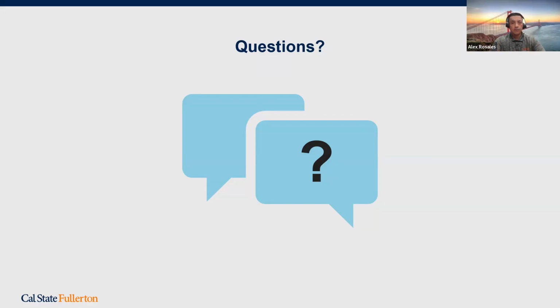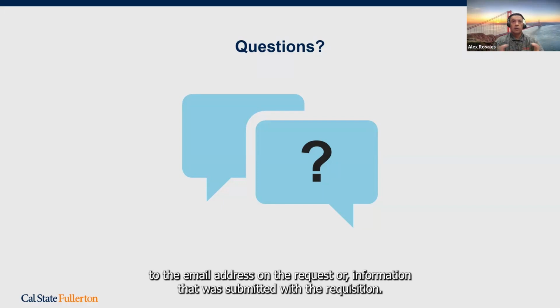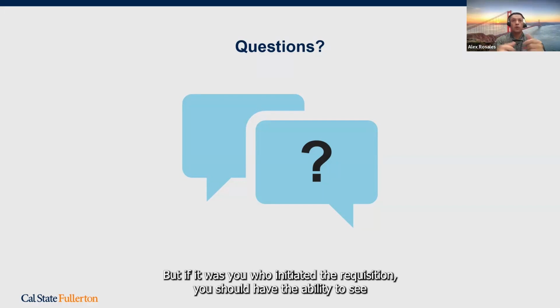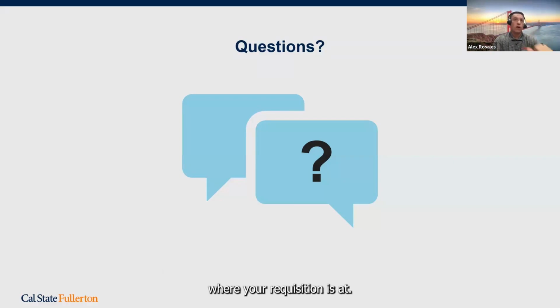The only caveat I have for that is that it is tied to the email address on the requester's information that was submitted with the requisition. So in other words, I couldn't go in there and just spot check another department or another requester's requisition status. But if it was you who initiated the requisition, you should have the ability to see where your requisition is at. And that goes for the entire team on the call.